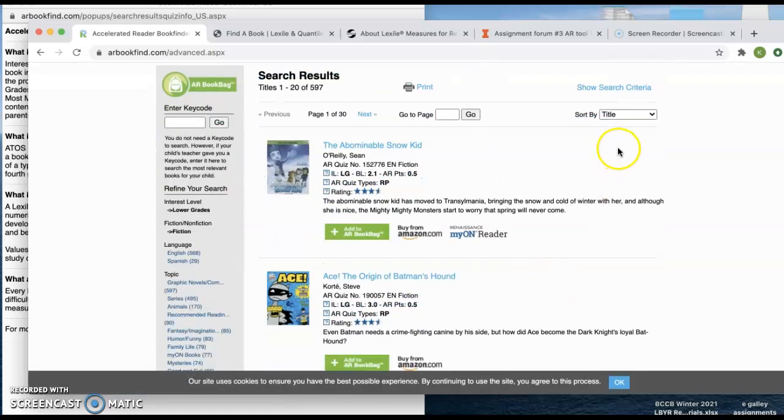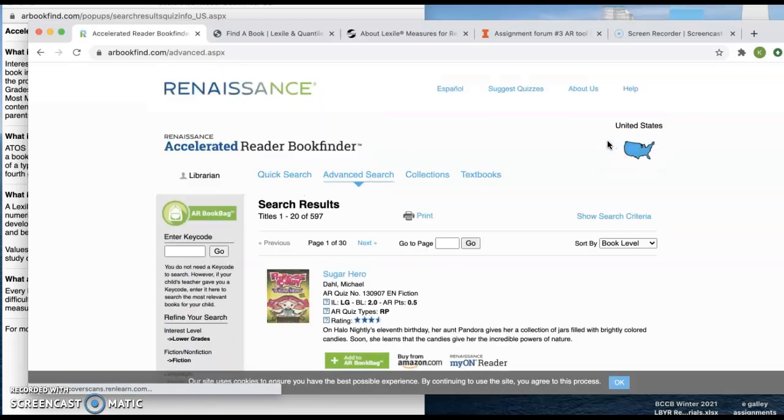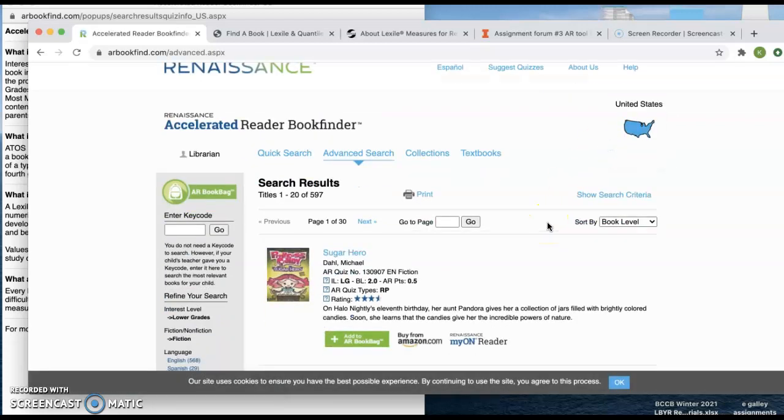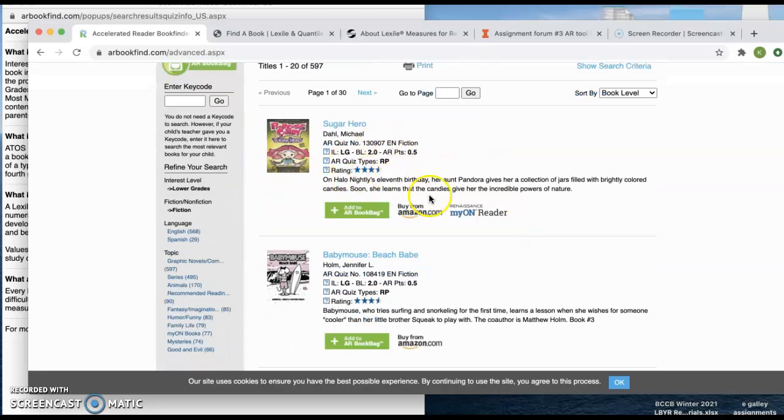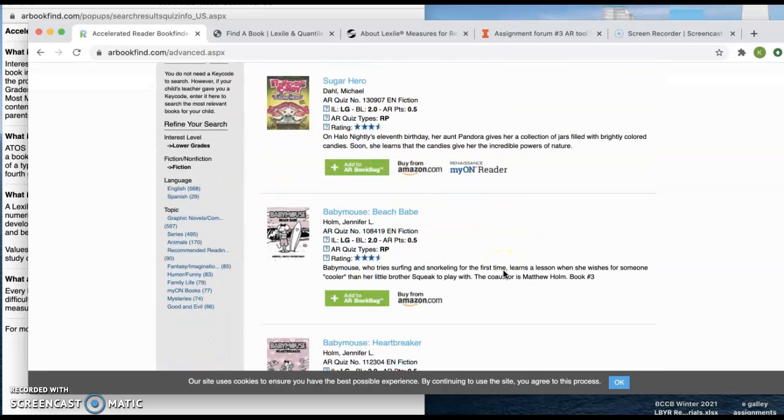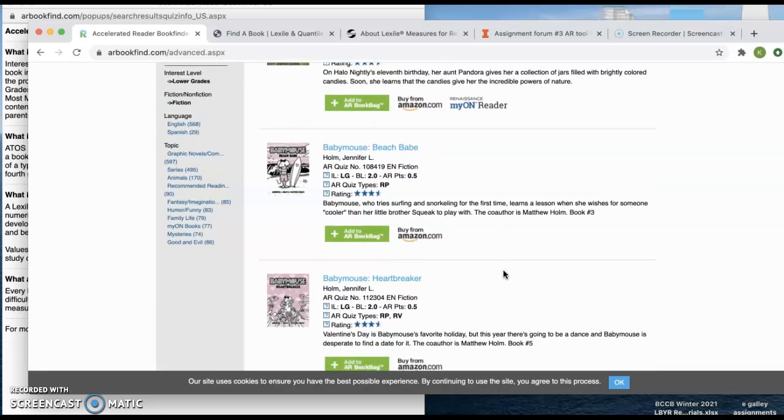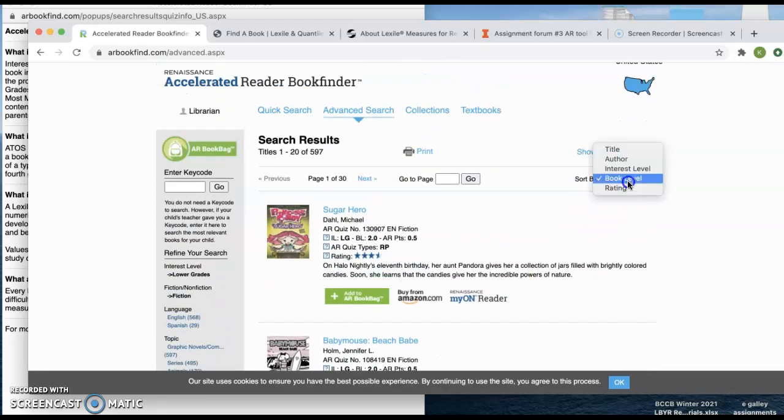And maybe I won't search by title, but I'll go by book level again. And it'll start me kind of low, right? So it's going to start me on the low end, and I'm just going to go through. Baby Mouse is an excellent one. So if you're sorting by book level or interest level, you're going to want to take a deep dive into it and see what you have. Don't just do the first 3 that show up, because it's not really doing your patron any good. You want to at least spend a little bit of time on this. So that's Accelerated Reader.